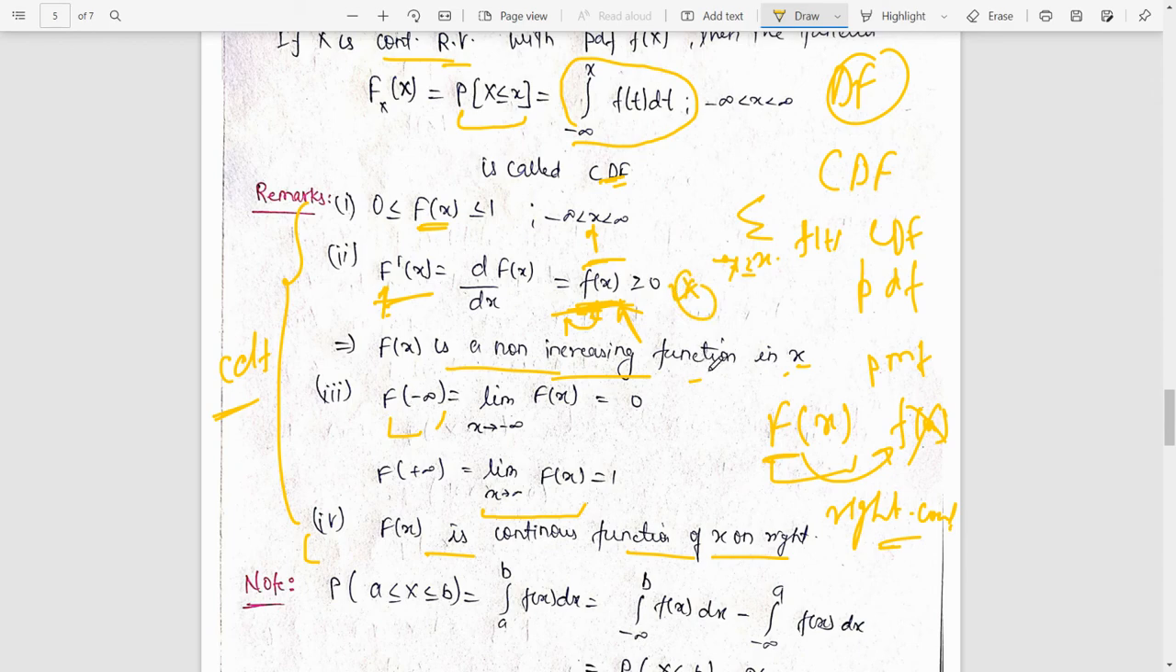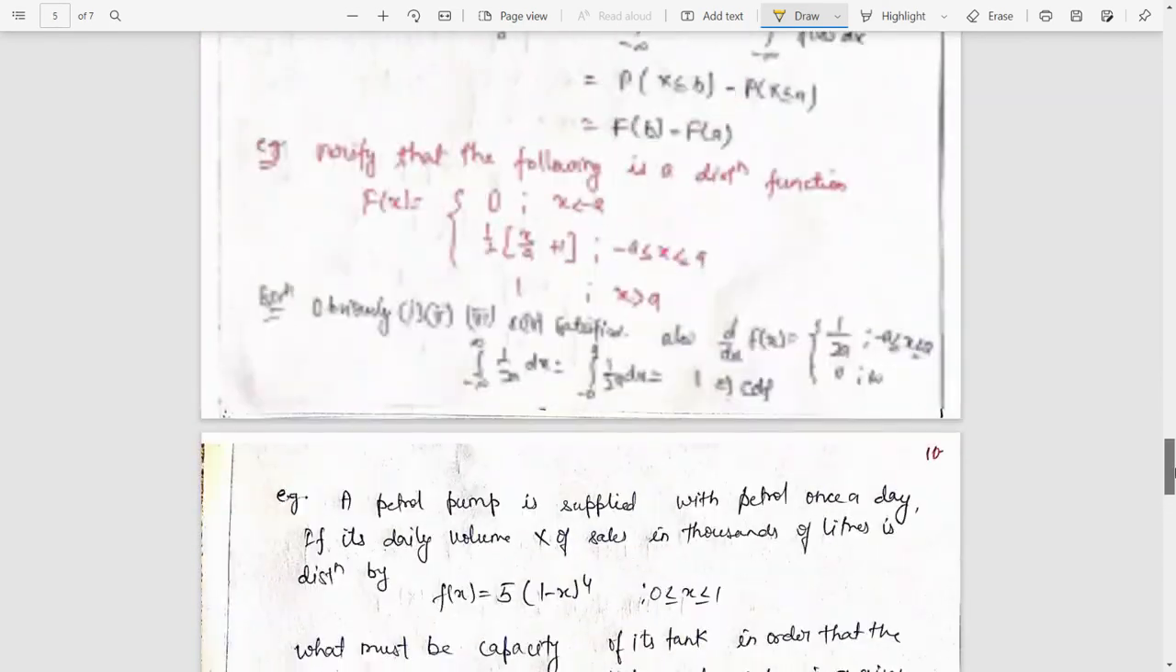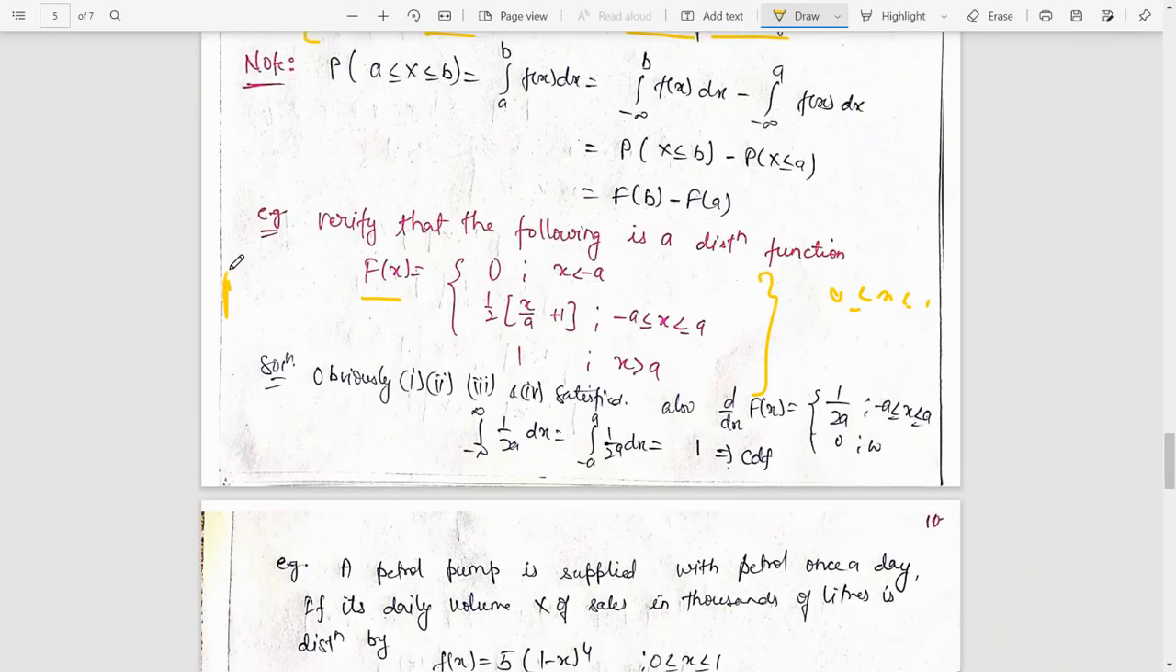The next thing is that F of minus infinity is 0 and F of plus infinity is 1. F of minus infinity means the limit of capital F(x) as x tends to minus infinity, and it is 0, because for all values from minus infinity to minus a, it is 0. That's why this limit is 0. And this other limit is going to be 1, because for all values from a to infinity, it's 1. So these things should be clear to you.